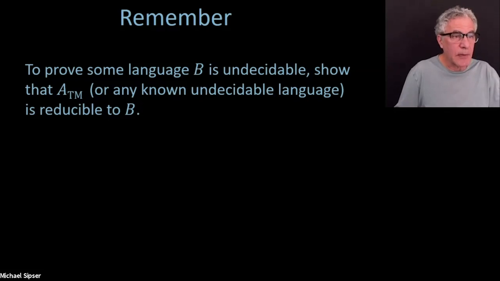So this is the thing to keep in mind. To prove a language is undecidable, show that ATM or some other known undecidable language is reducible to the problem B that you have at hand, that you're trying to show undecidable.